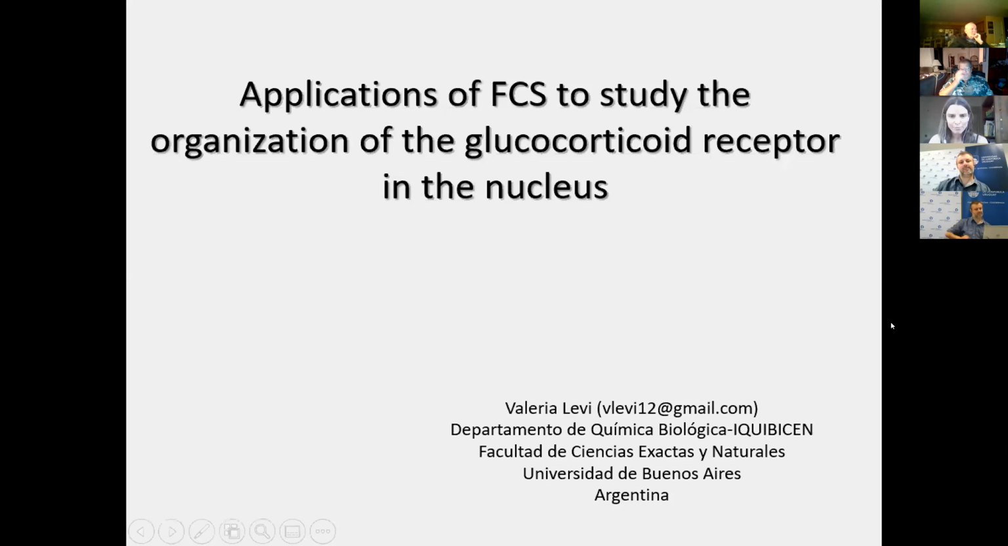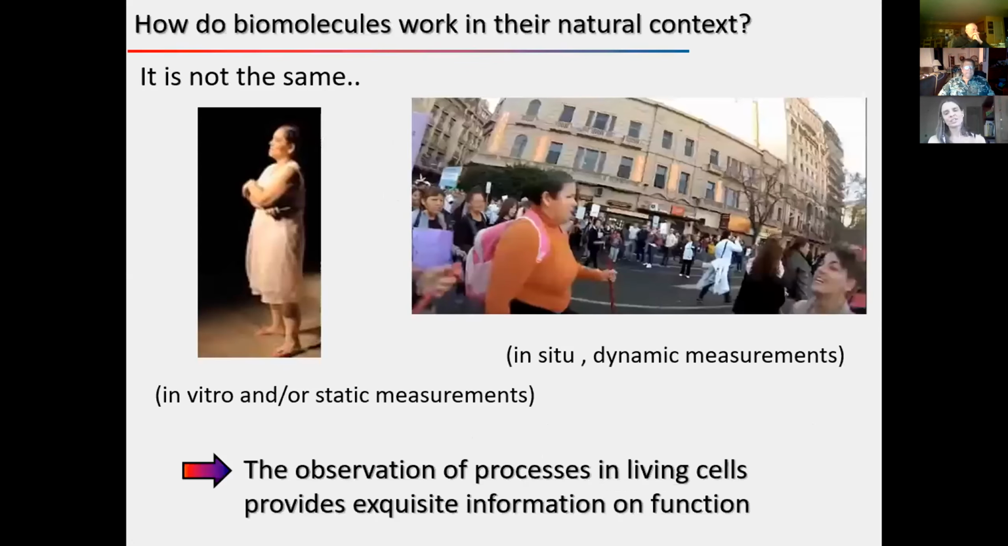So the idea of my talk today will be showing some application of FCS and other techniques you probably learned during this course to the study of the organization of a particular transcription factor, which is the glucocorticoid receptor. So just to start the talk, I think from previous talks and from my own experience, the main focus of my life and my lab is to understand and to study how biomolecules organize in a very complex context that is a cell.